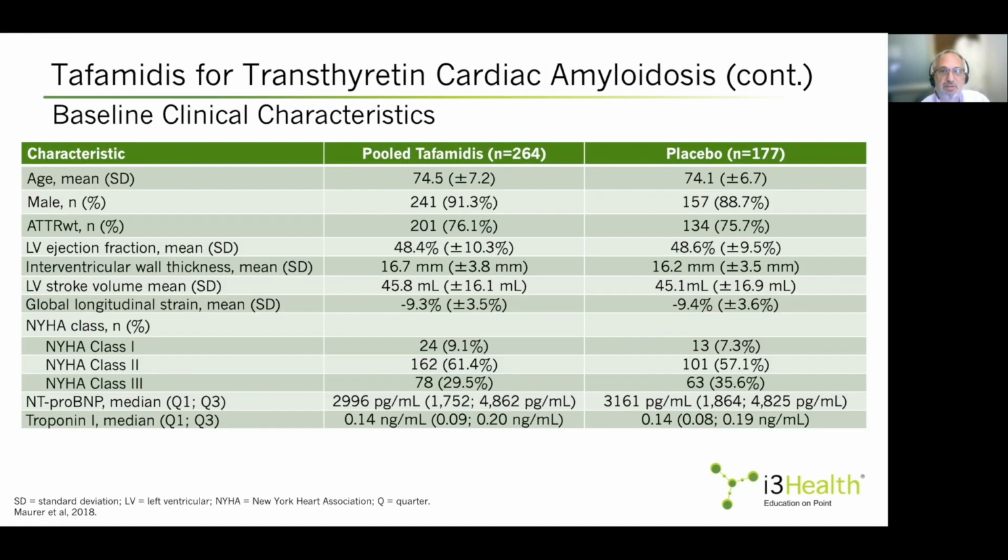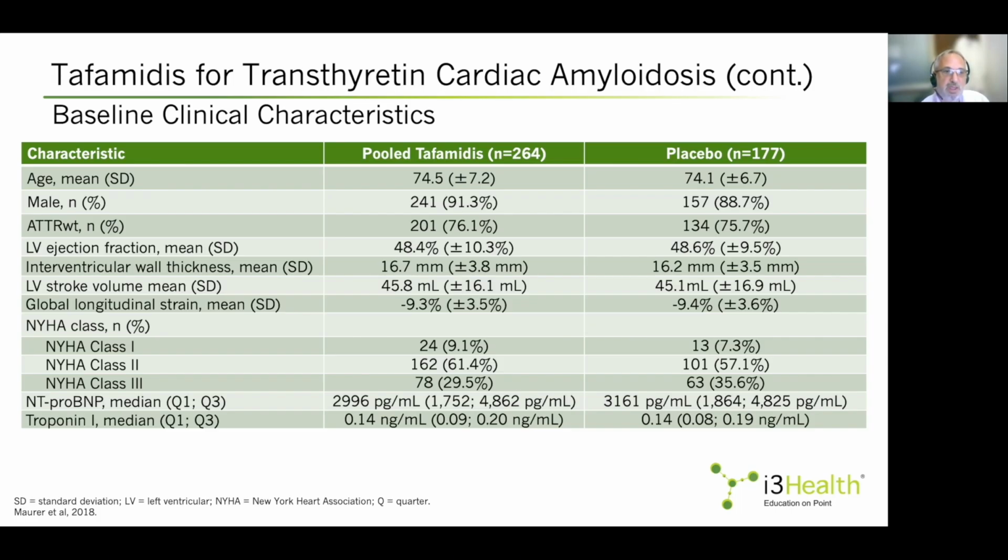These are the data from the original trial. We had 2 doses of tafamidis, 20 and 80 milligrams, that were pooled compared to placebo. 60% of the patients received tafamidis in this trial, 40% received placebo. Patients, like in all trials, are older adults, predominantly males. We were pretty successful at recruiting variant patients. So 24% of the population was variant as opposed to 76% wild type.